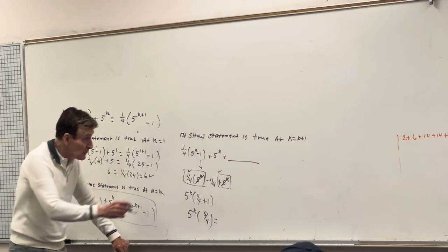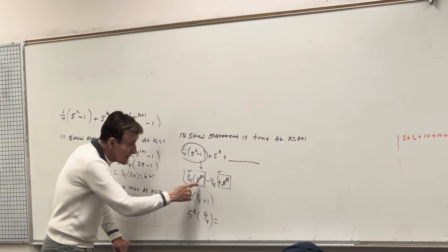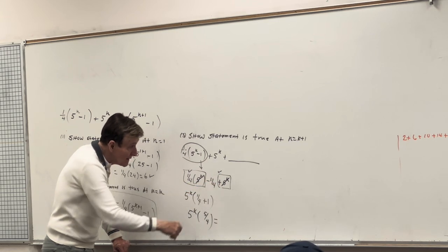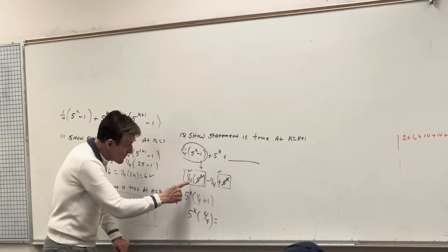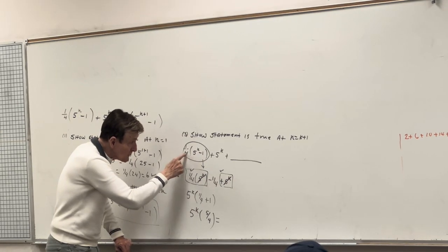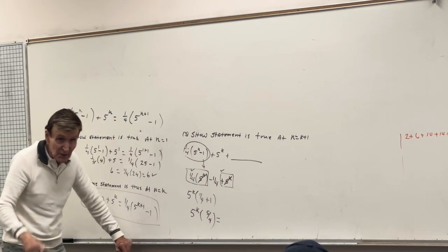Oh, I used the distributive property. I distributed the 1/4 on this. See that 1/4 times this? PK, good question. It's here. 1/4 times 1 is here. So that's gone. I used the distributive property. I distributed that 1/4.